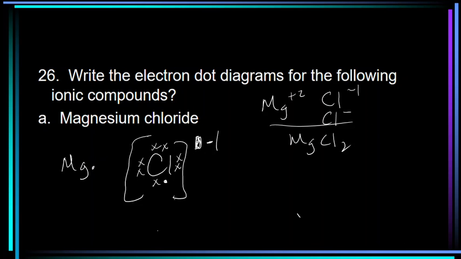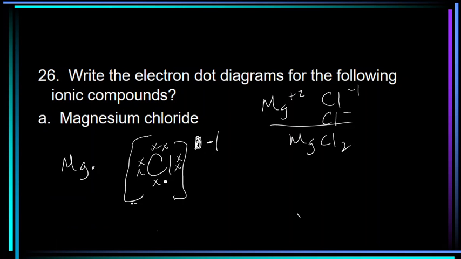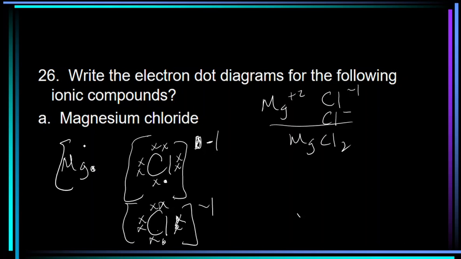So chlorine remembers that she has an identical twin. She goes, now wait a second. My sister is just like me, and she is also needing an electron. Could I bring her over here so you can exchange electrons with her? What do you think magnesium says? Heck yeah. So, now do you see why it's MgCl2? The dot diagrams explain that.